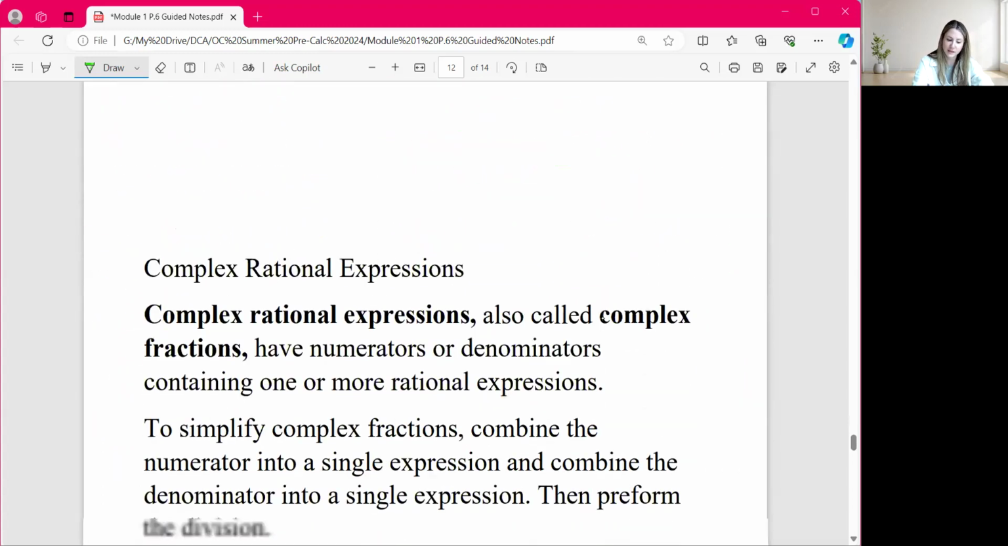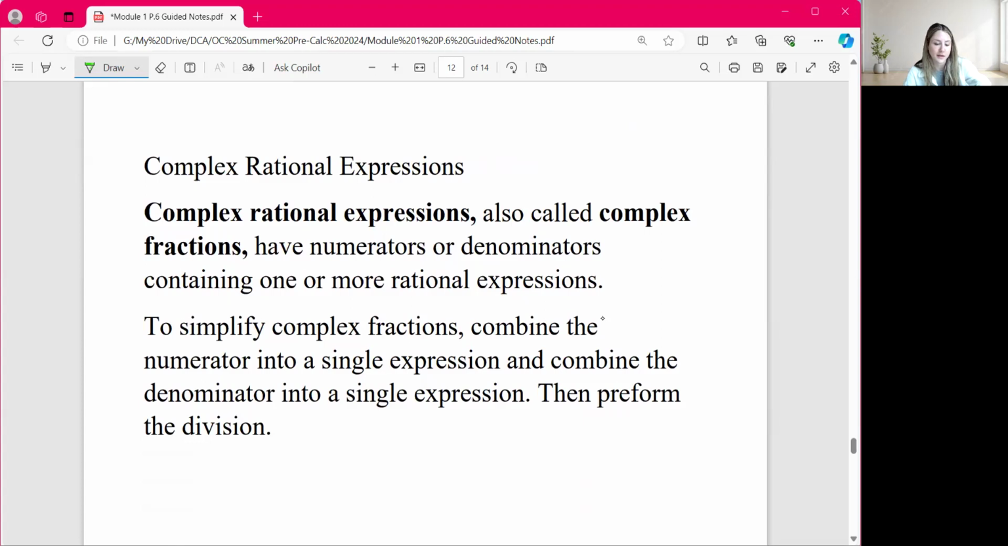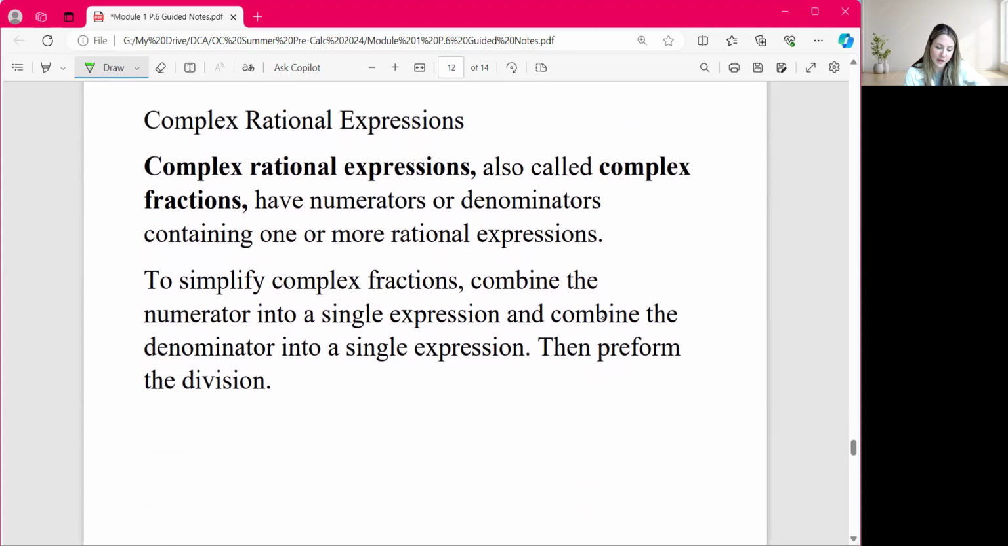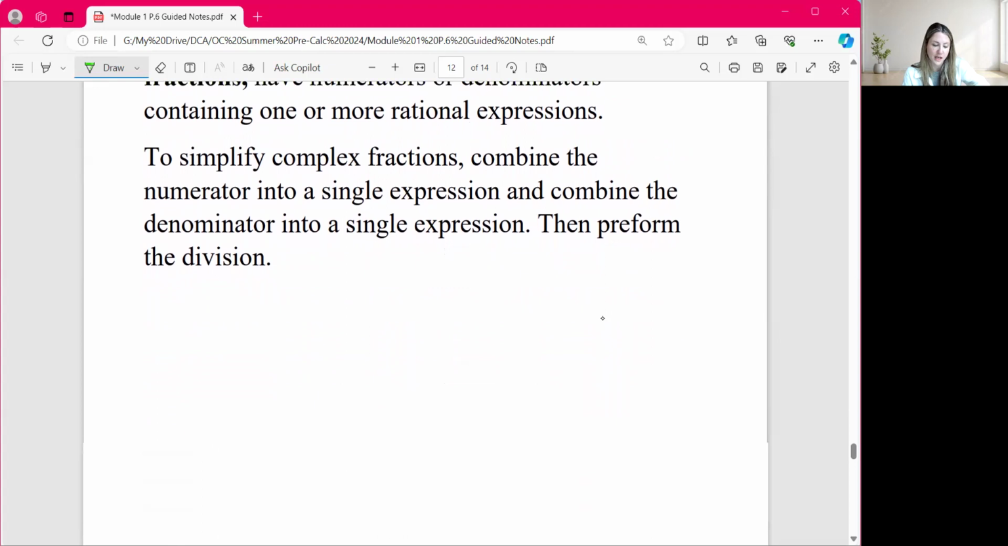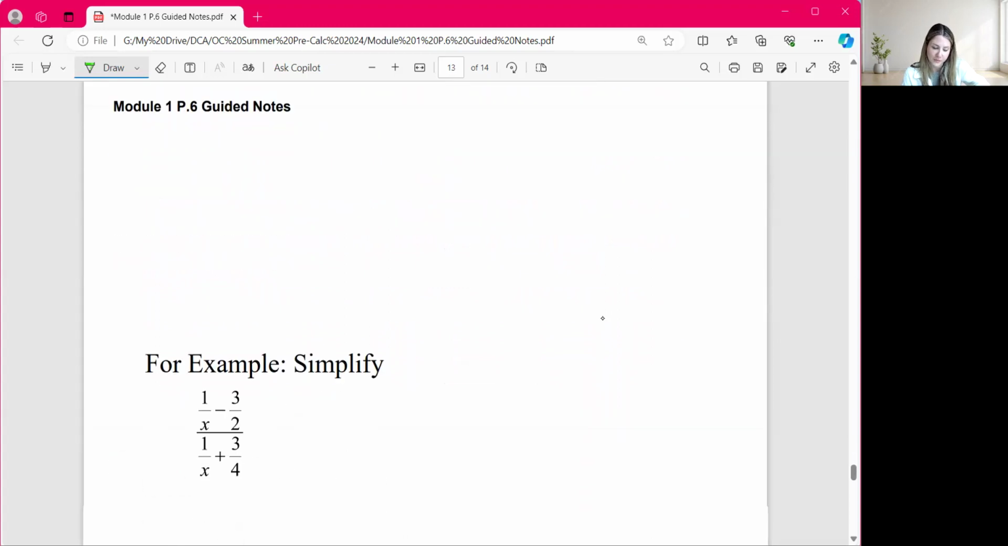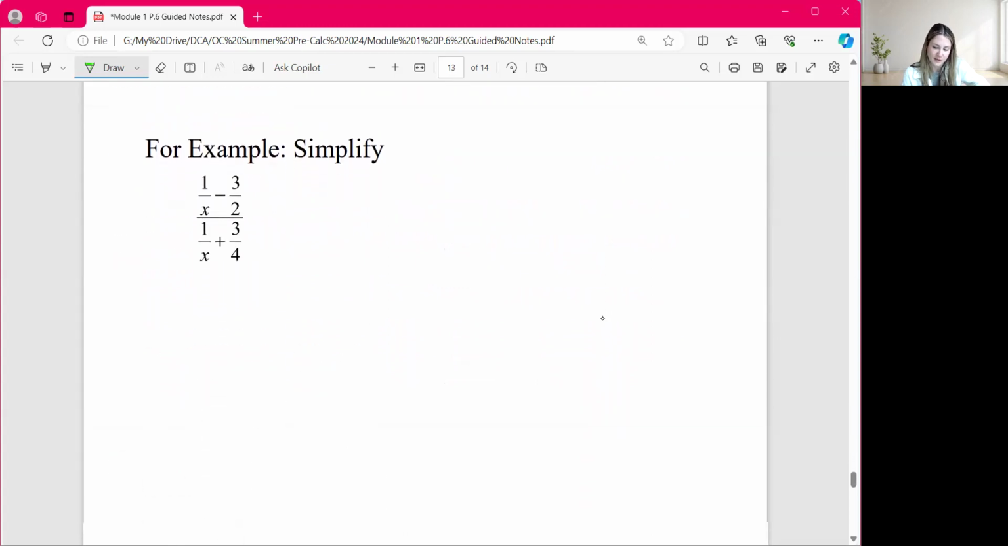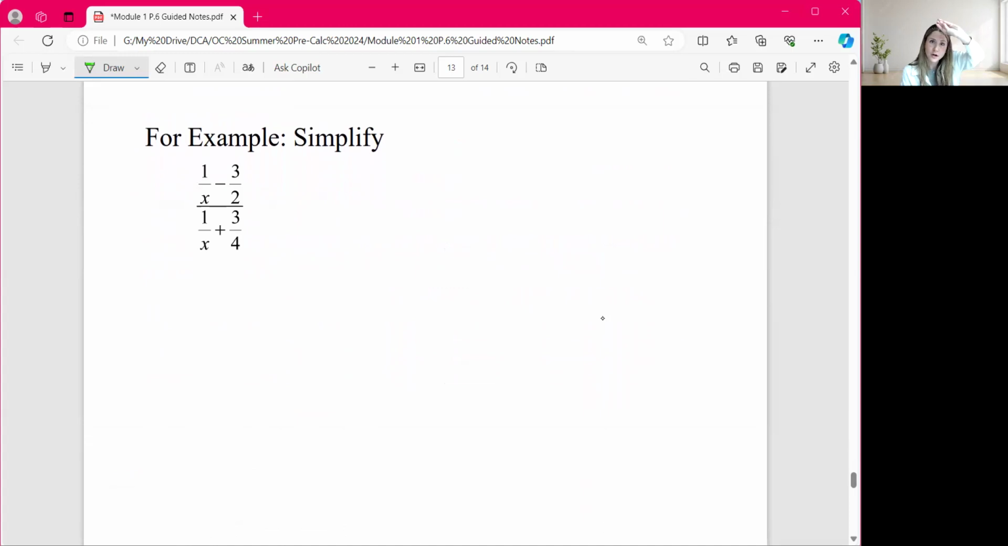Okay, and then one last topic here to talk about is complex rational expressions. This just means that we've got fractions and fractions. It makes it complex. So it means numerators or denominators containing one or more rational expressions. To simplify complex fractions, combine the numerator into a single expression and combine the denominator into a single expression. Then perform the division. So we're going to check this one out. So our steps, combine the numerator, combine the denominator, and that's what we're going to do.